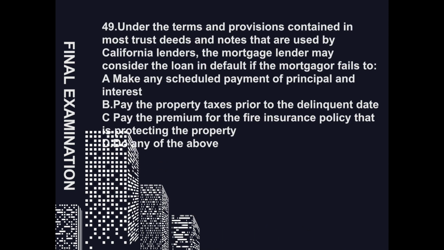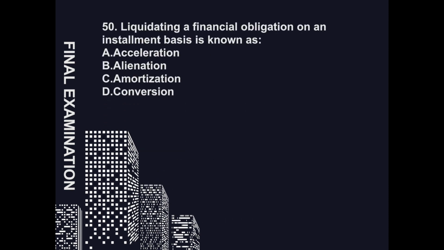Under the terms and provisions contained in most trust deeds and notes that are used by California lenders, the mortgage lender may consider the loan in default if the mortgagor fails to do any of the above. Liquidating a financial obligation on an installment basis is known as amortization.